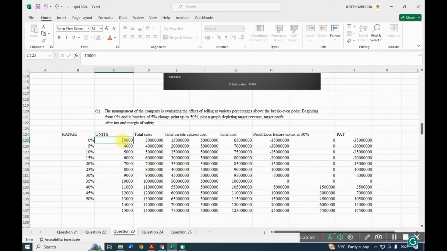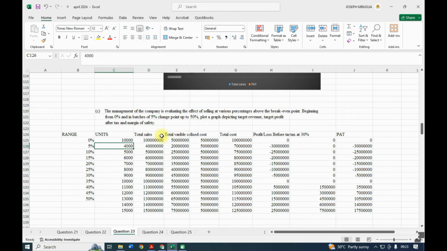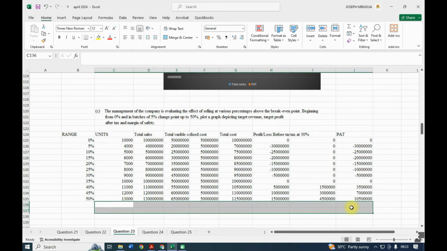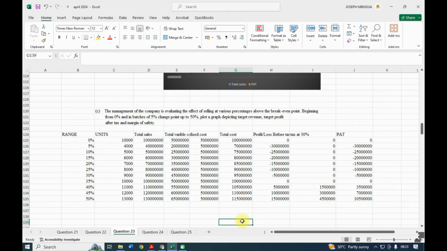Remember, the break-even point is 10,000 units. So this one I can do away with. Our break-even point is 10,000 units, and we need to evaluate the effect of selling at various percentages above the break-even point. What if now we sell at 5% above the break-even point? What will happen to our profits?